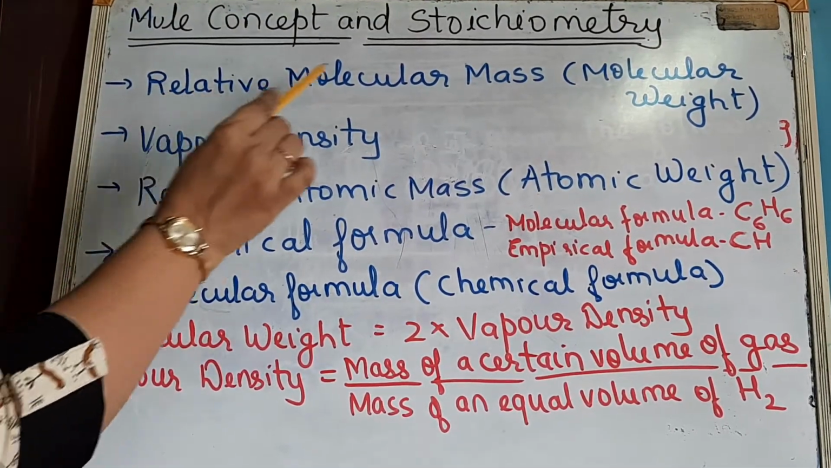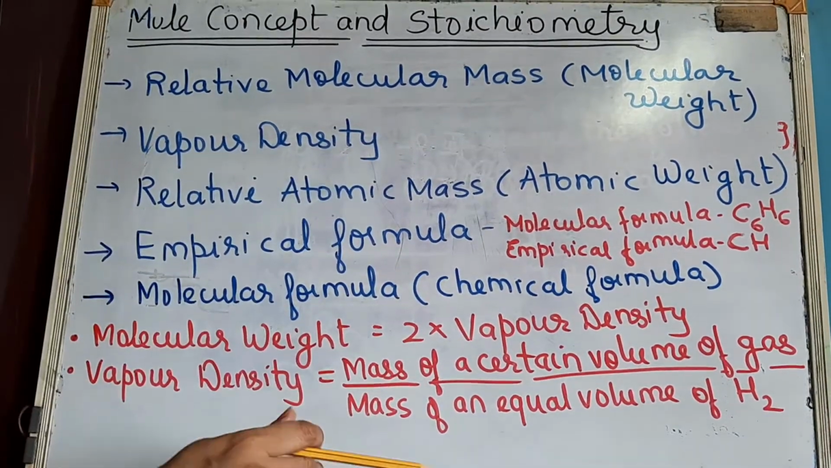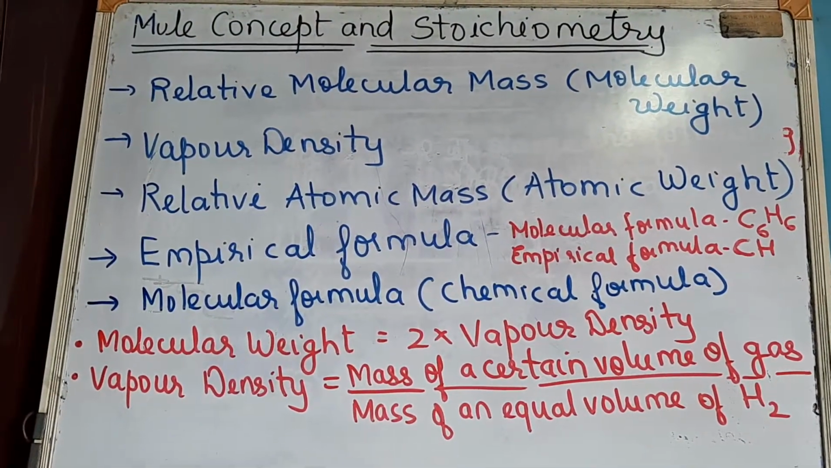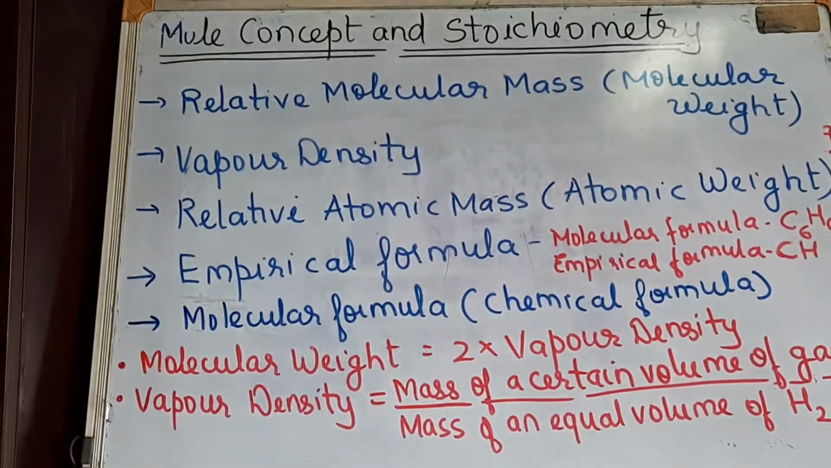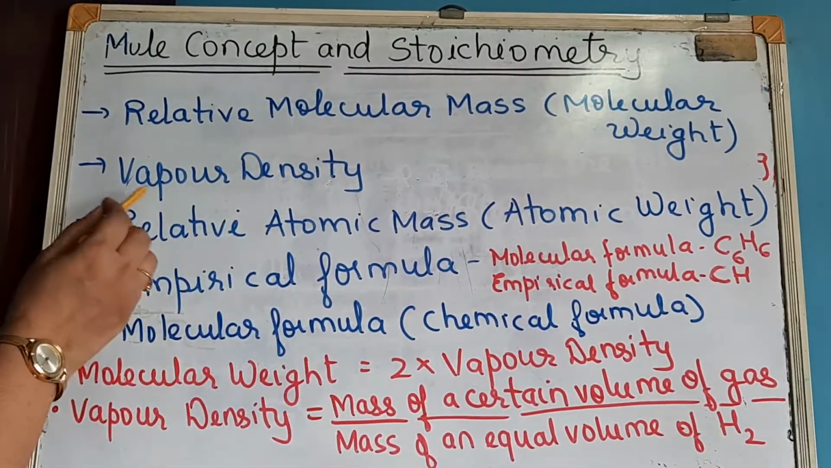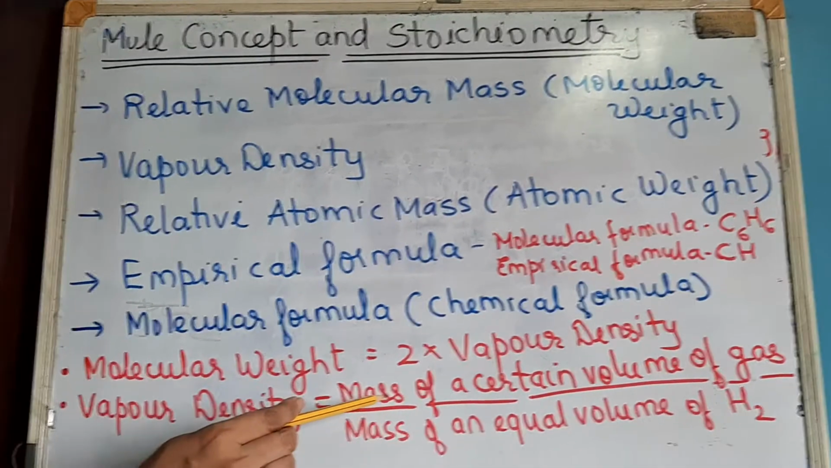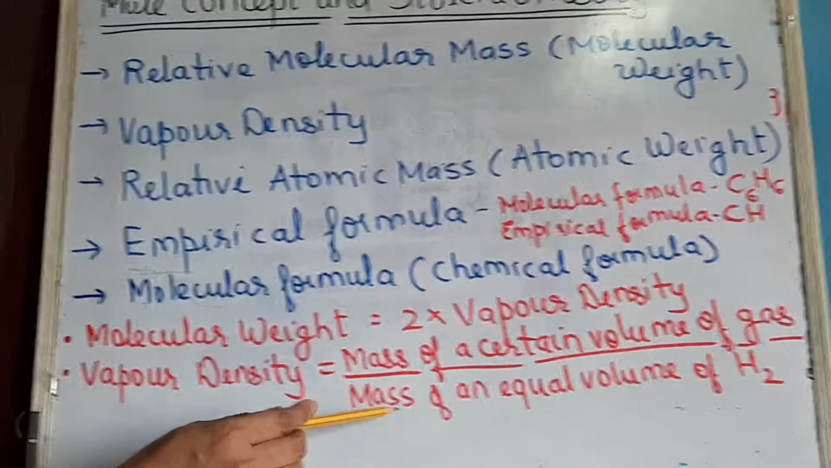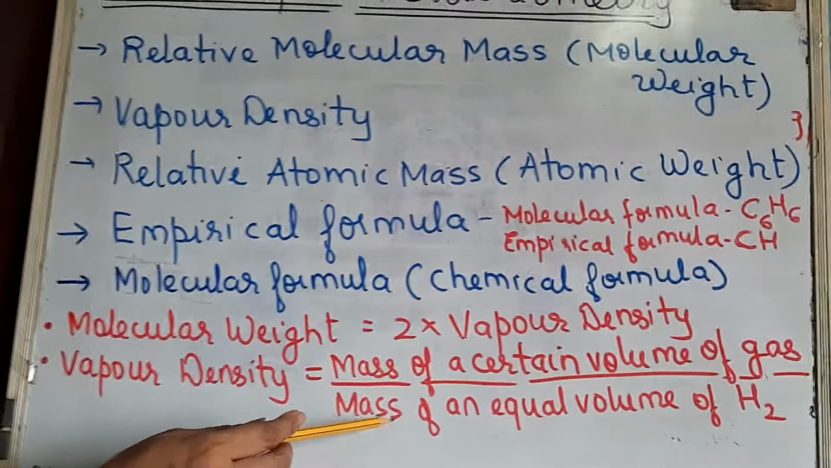First is relative molecular mass, also called molecular weight. It is defined as the number of times one molecule of that element or a compound is heavier than 1/12 the mass of an atom of carbon isotope C12. Okay, then vapor density is defined as the ratio of mass of a certain volume of a gas to that of an equal volume of hydrogen under the same conditions of temperature and pressure.